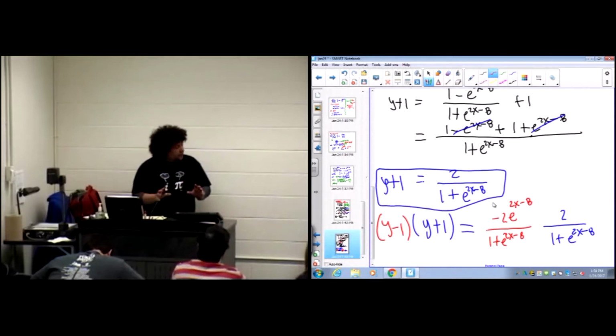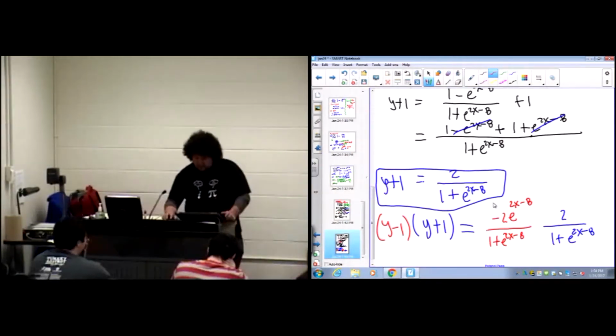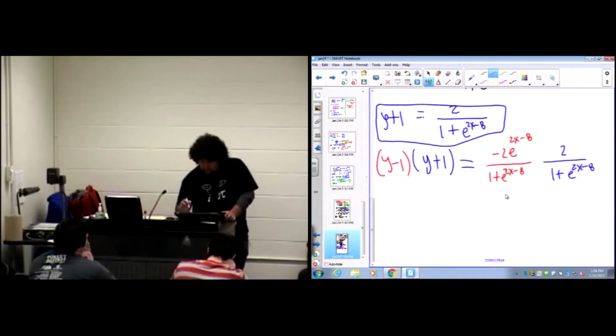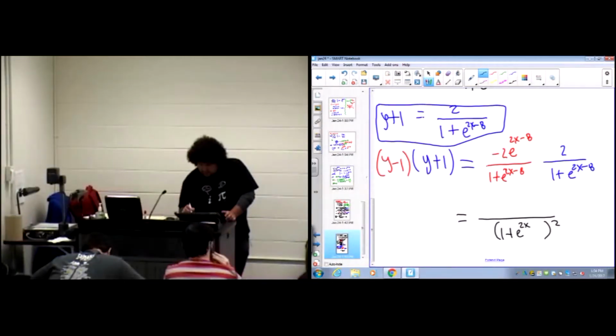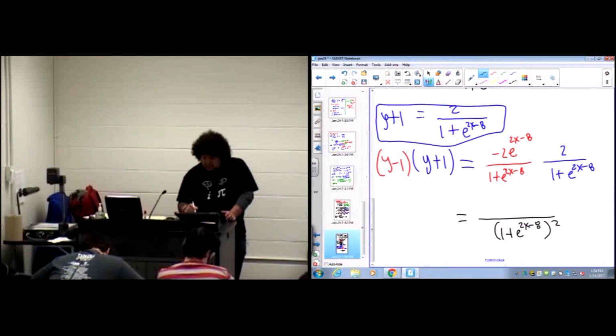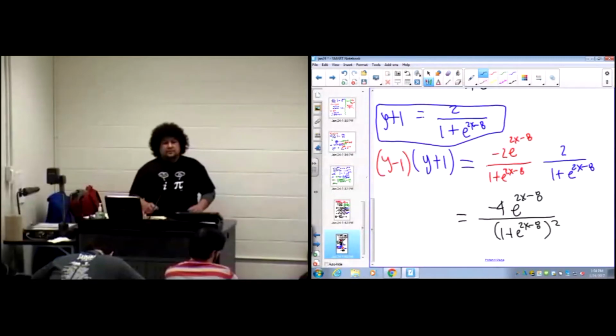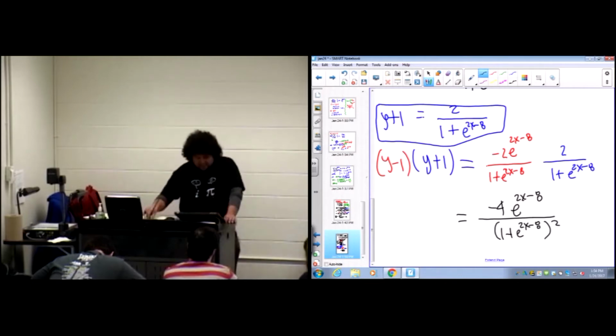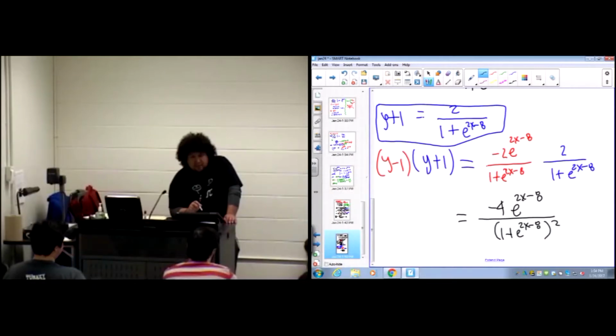Now when we multiply these two terms together, the numerator becomes negative 4 times the exponential, and the denominator becomes that same quantity squared, right? So we multiply those two together, then this gives us the square of 1 plus the exponential, and the numerator becomes minus 4 times the exponential. This is y minus 1 multiplied by y plus 1, right? It looks like a fraction.